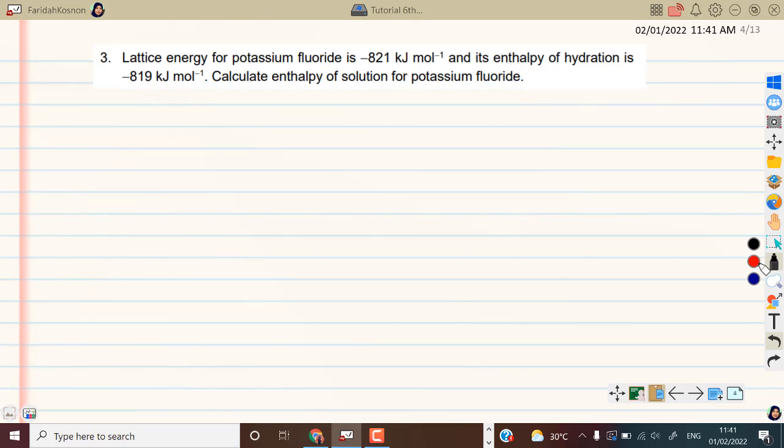Alright, lattice energy for potassium fluoride. Okay, potassium fluoride. So the lattice energy is negative 821 kilojoule per mole, and its enthalpy of hydration is negative 819 kilojoule per mole. Okay, so you can see they are both given in kilojoule per mole, showing that the amount or delta H here refers to 1 mole of the solid ionic compound and 1 mole of gaseous ion. Okay, so the question is: calculate the enthalpy of solution of potassium fluoride.